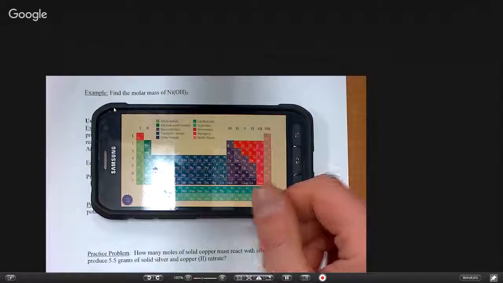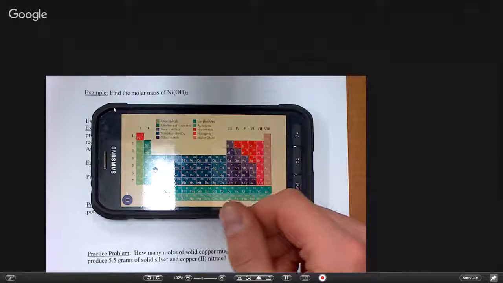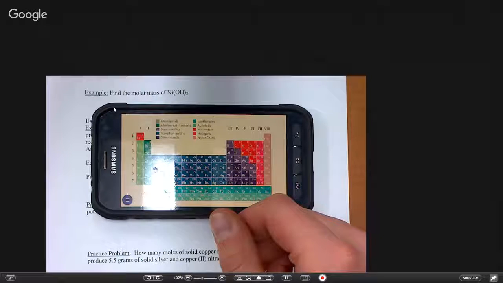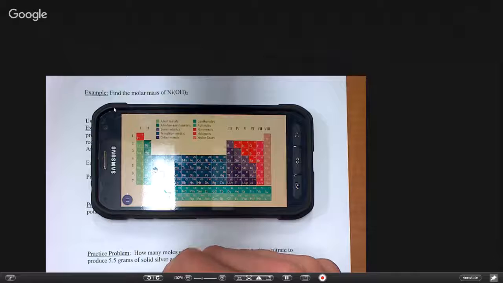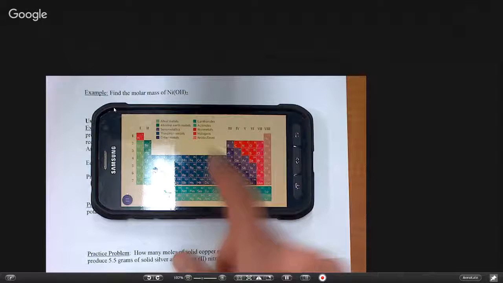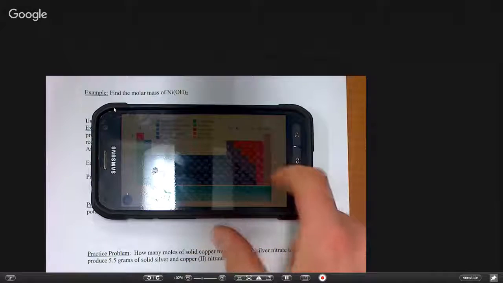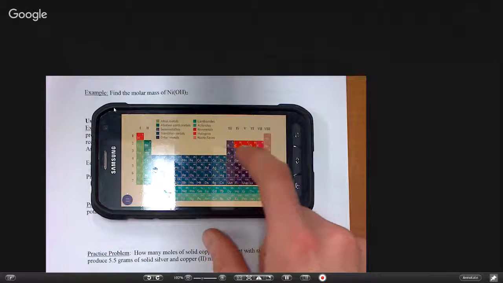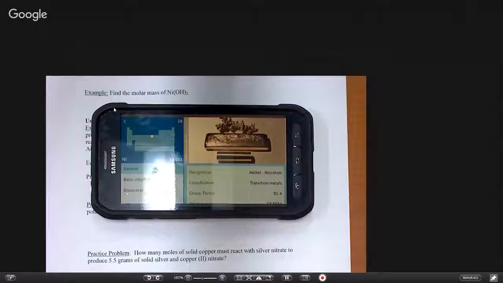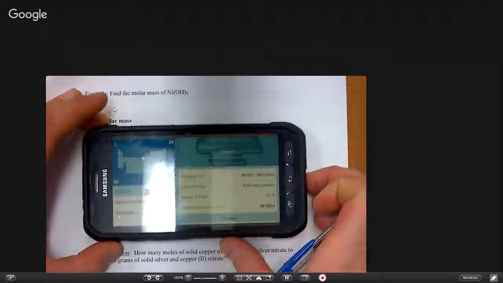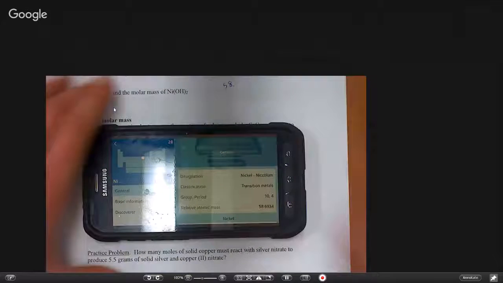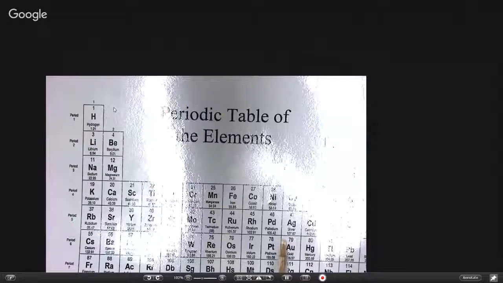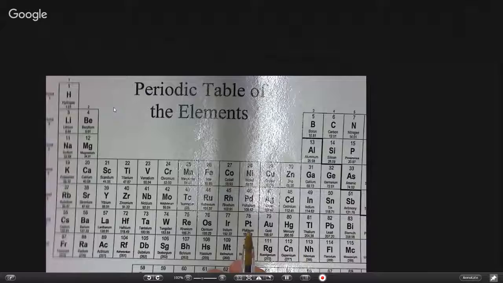All right, so this Merck PTE, if you go to the Google Play Store or the Apple App Store or something, I don't know, I've been an Android person for a long time, just look up Merck PTE or Merck periodic table, and you'll come up with this one. And so this one I like a lot. It's very friendly, but it says if I go to nickel, number 28, the mass is 58.6934. The periodic table that you guys will use, which is this one, nickel here is 58.69.